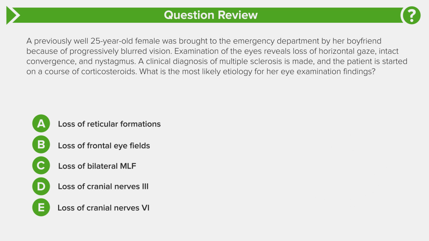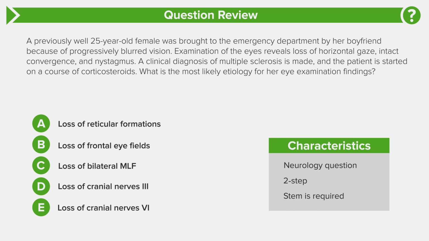Now let's go through the question characteristics that we're dealing with here. What's the subject we're talking about? This is a multiple sclerosis patient, so this is a classic neurology question. Now, this question is what we call a two-step question. You have to make one conclusion first and then take another deeper step to get to the right answer. And in this question, the stem is required to come to the conclusion. We have to rely on the details in the clinical vignette.